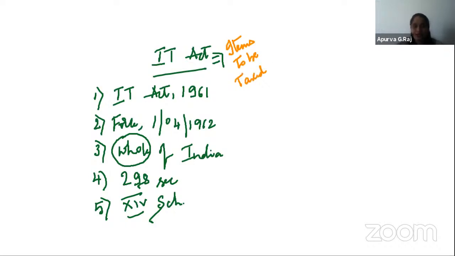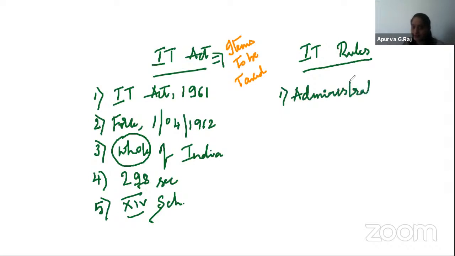Next, after this, we'll go to Income Tax Rules, the second component. There should be one person to administer the income tax. The administration of income tax is done by CBDT. The full form of CBDT is Central Board of Direct Taxes. Very important MCQ question. CBDT.